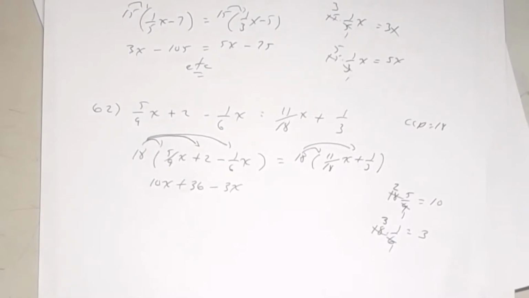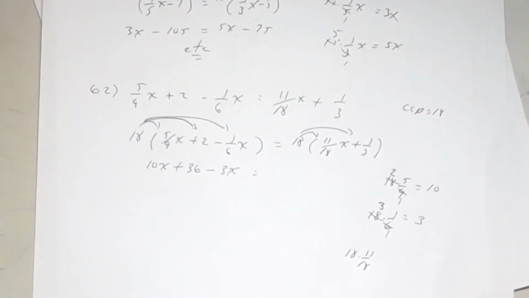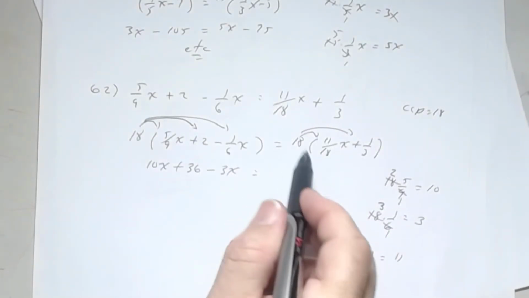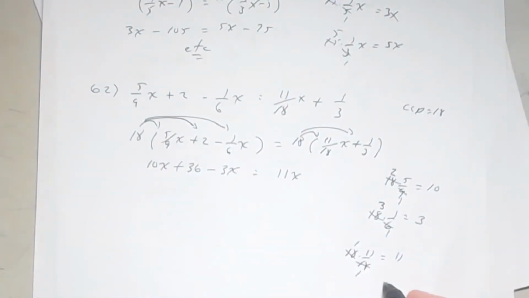All right, on the right, I have 18 times 11/18. So if you do this correctly, you've got to get a 1 in that denominator. So 18 divided by 18 is 1. 18 divided by 18 is 1. So that's just what number? 11. So what's going to be that term, though? 11x.